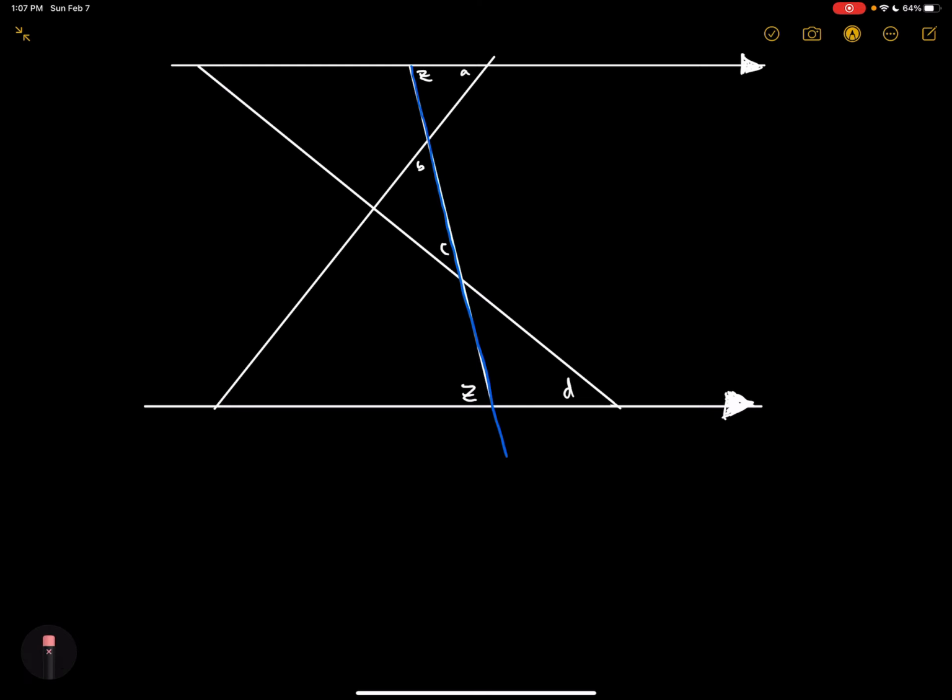And then I'll erase that. And then I also know what's called vertical angles. Vertical angles are angles that are just on opposite sides of two lines that intersect. So like that and that, those are vertical angles. And I know that those angles are congruent as well.